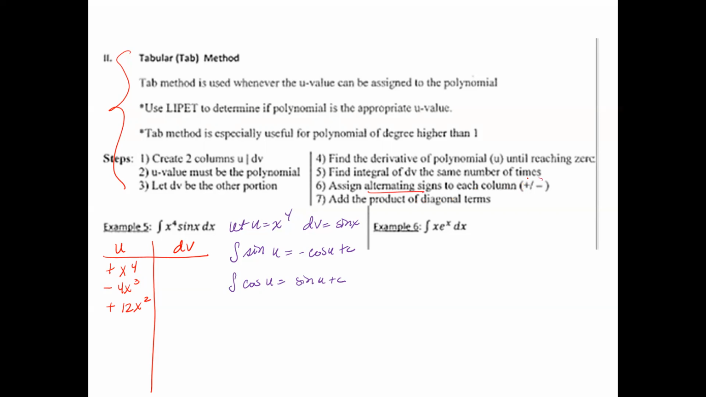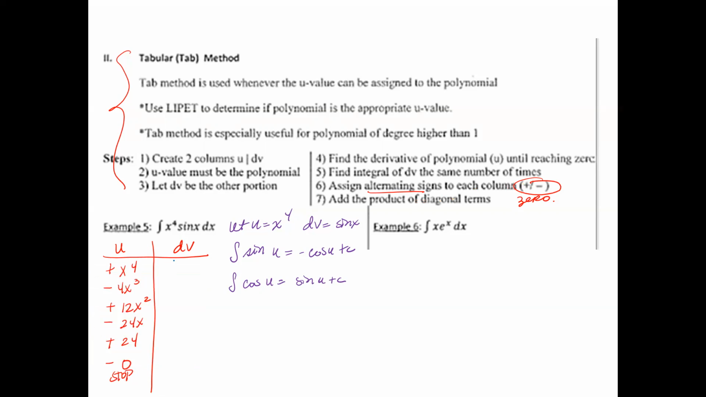Take a look where it says alternating signs. That's why we're changing it back and forth. Negative 24x. And you want to keep going until you have 0. So you want to keep going until you get to 0. So then positive 24, and then finally negative 0. And then after that, you can just stop.